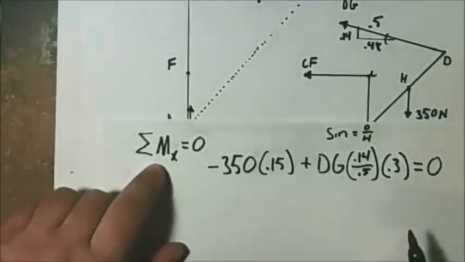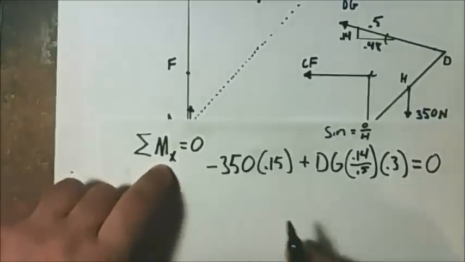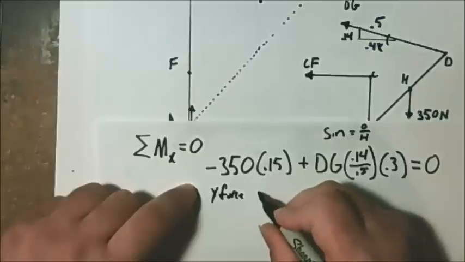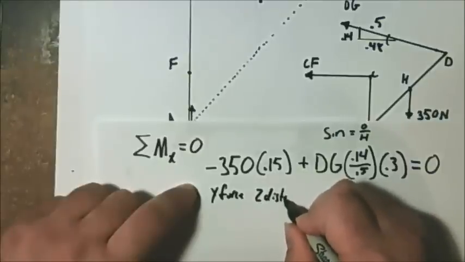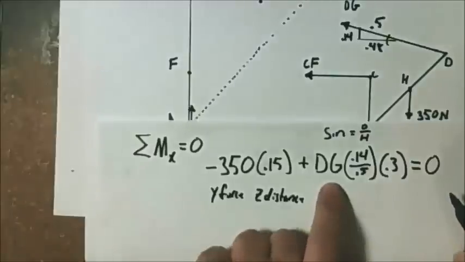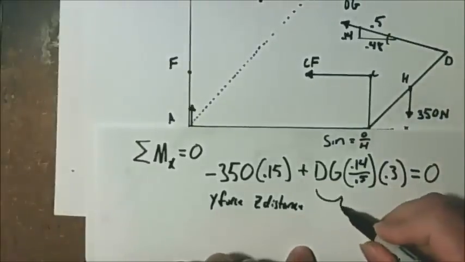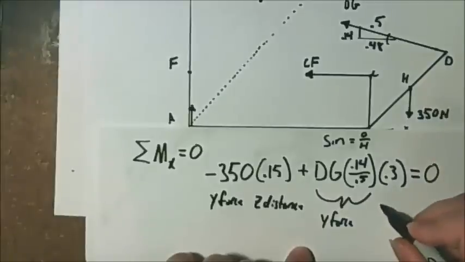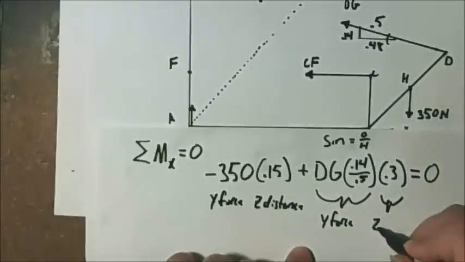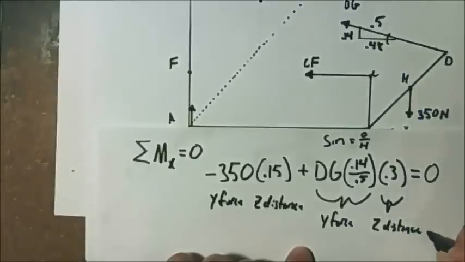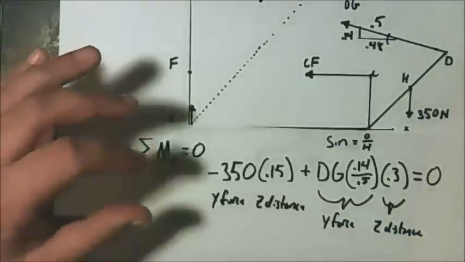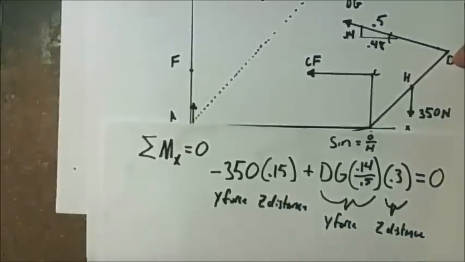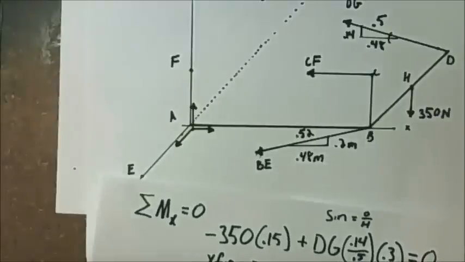So notice what's happening here. We're taking the moment about the x-axis. Here I have a y force and a z distance. Here I have a y force and again a z distance. And every time you do this, it should be like that. When you take the moment about x, you'll have a y force and a z distance, or maybe even a z force and a y distance, right? But all three components should be taken care of like this.